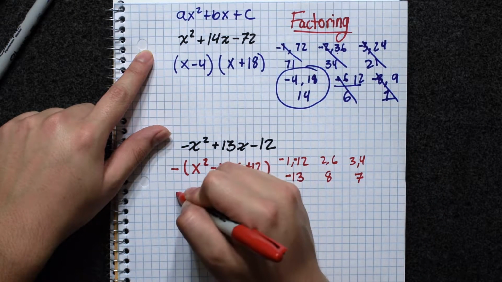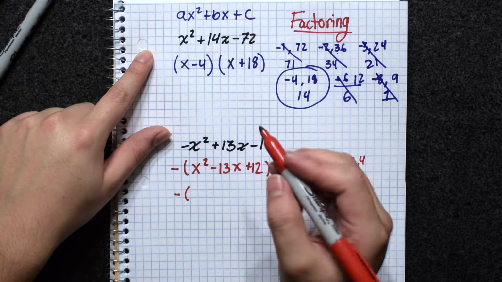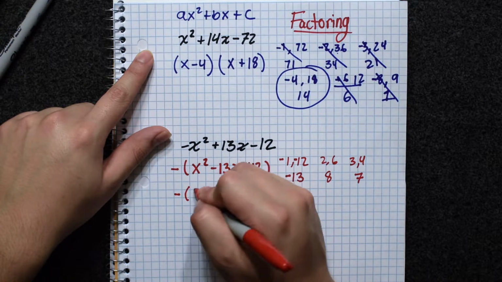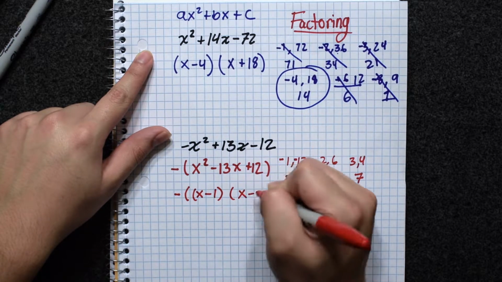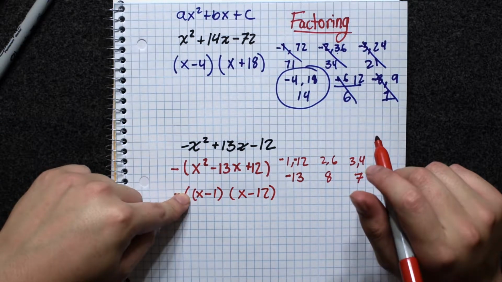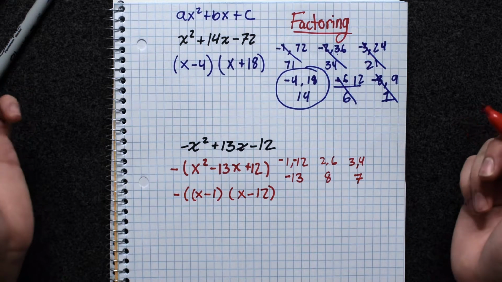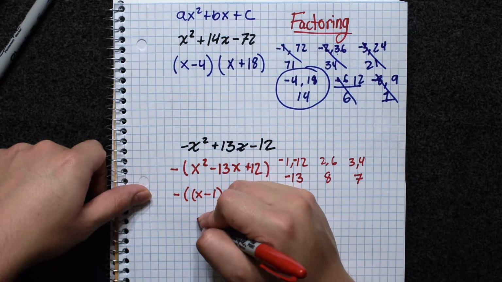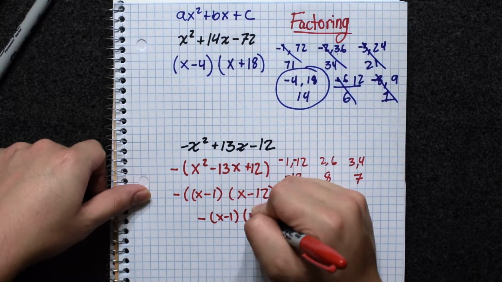So we're going to have the negative still on the outside. Remember that. We have negative, x minus 1, x minus 12. Alright, do y'all see that? So now that we did that, that's really all we have to do. This is all factored out. You can just write this as negative x minus 1 times x minus 12.